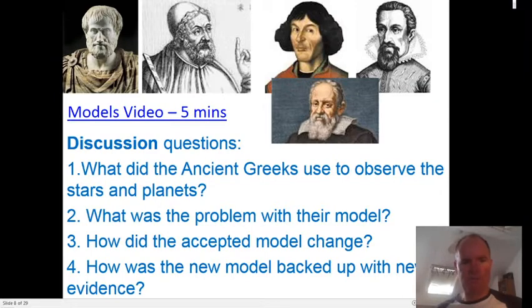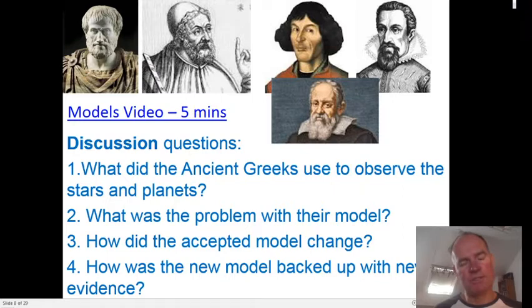Okay, so hopefully then we've seen how the history of our understanding of the solar system has changed, and we know that what the ancient Greeks did was observe the stars and the planets with their naked eye, that's all they had. They would have had a good clear view, but they only had the naked eye.